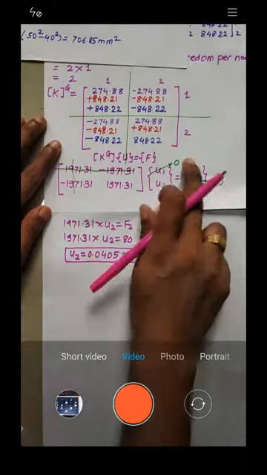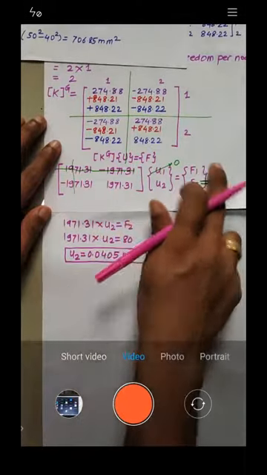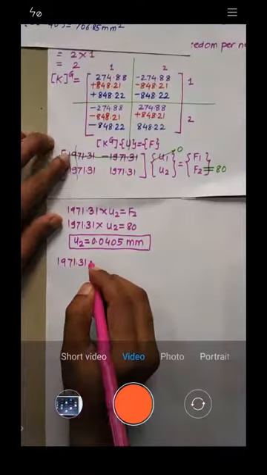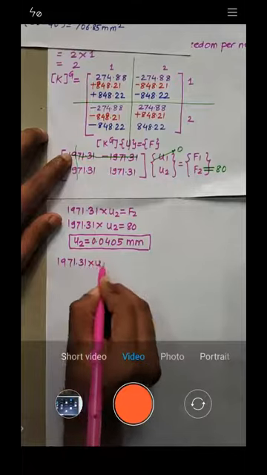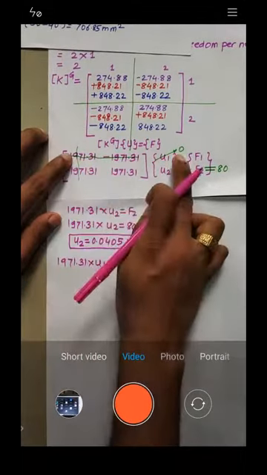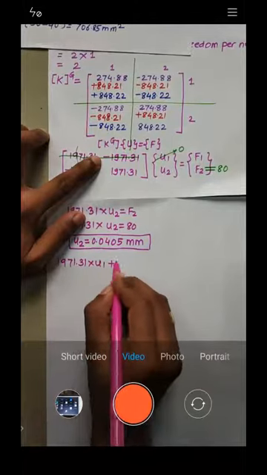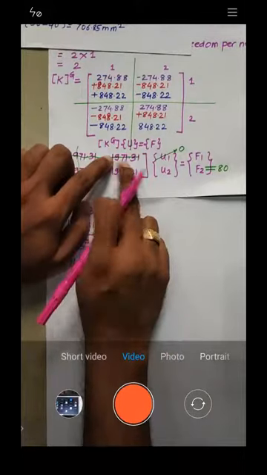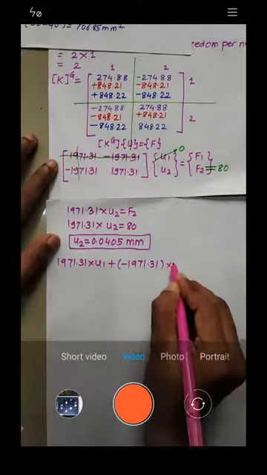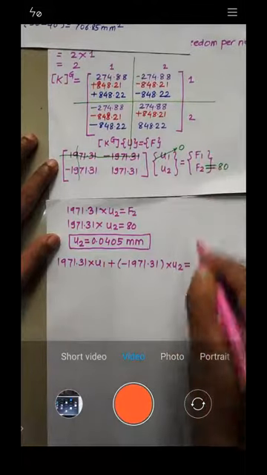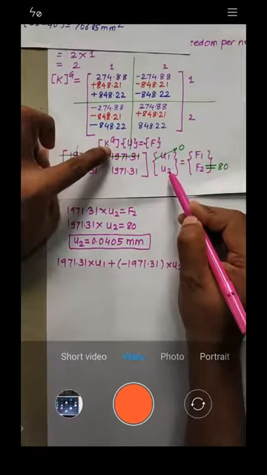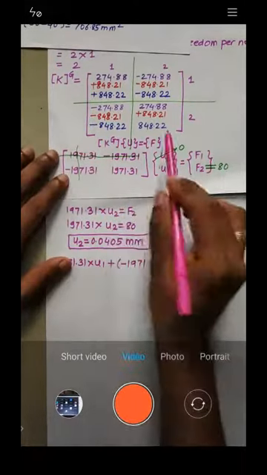Now, in order to calculate F1, I will take the first row and this column, equal to F1. So I will write down 1971.31 into U1, plus minus 1971.31 into U2, is equal to F1. This into this plus this into this is equal to F1, first row, this column.